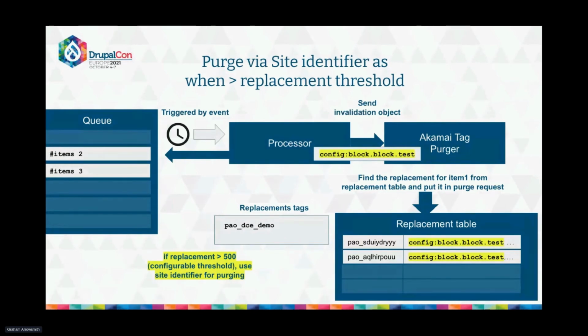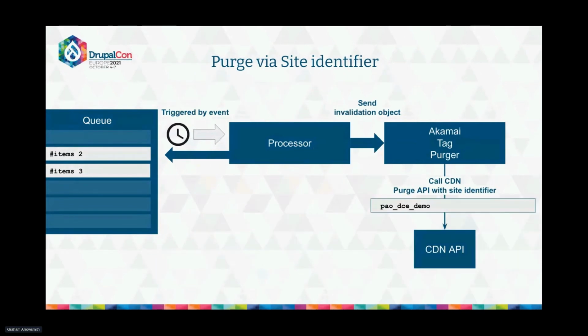With this change, our CDN call will look like what we can see on the screen right now. Basically, the identifiers will be fetched and then replaced with a single site identifier tag. Now, even after all this, if we still get in a halted purge state, how do we recover?